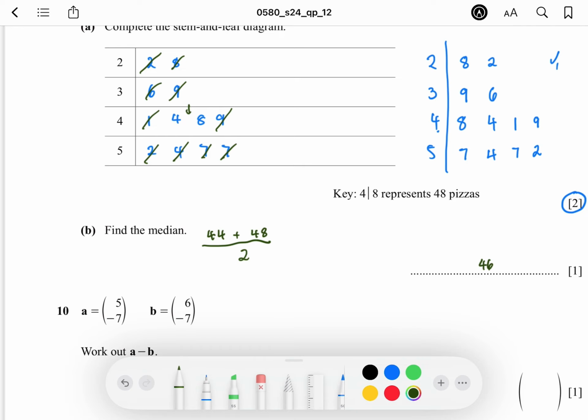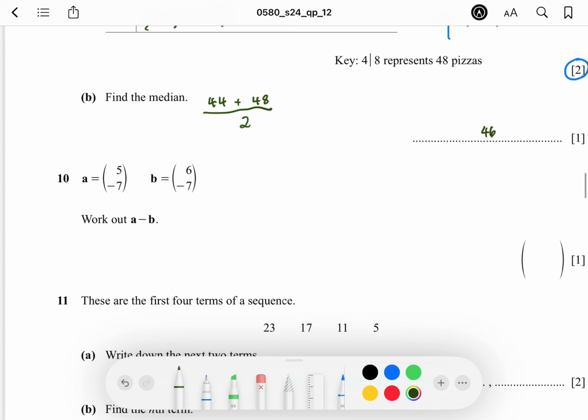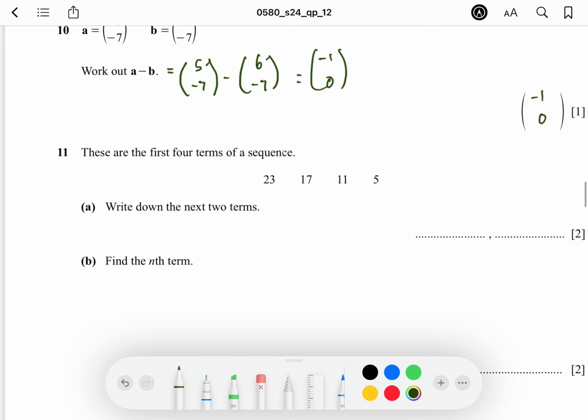Okay. We'll just finish this page, okay? Next one, question number 10. What does this mean? Basically, all you have to do is just replace so that you know the numbers that you should subtract are those numbers which are in the same position. So 5 minus 6 minus 1 pakai calculator. Minus 7 minus 7 0. So your answer would be minus 1 0. Ada satu markah melayang? Ada.